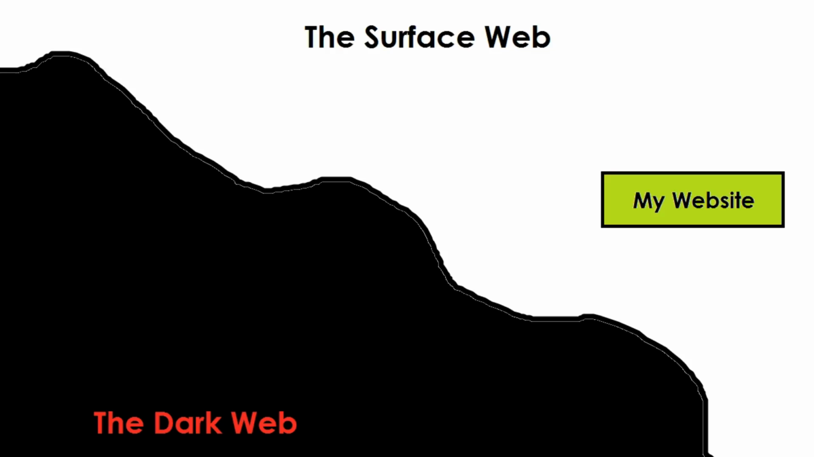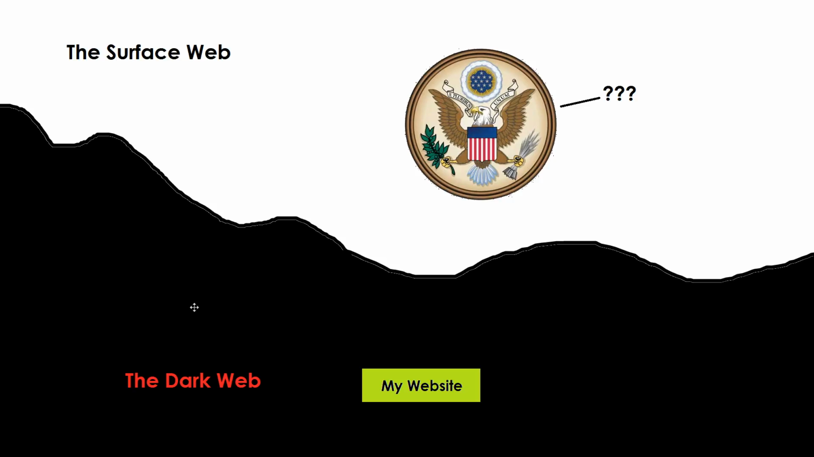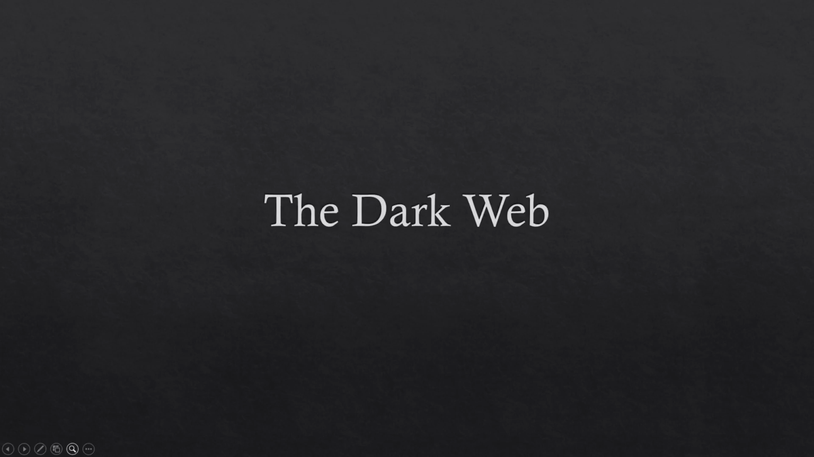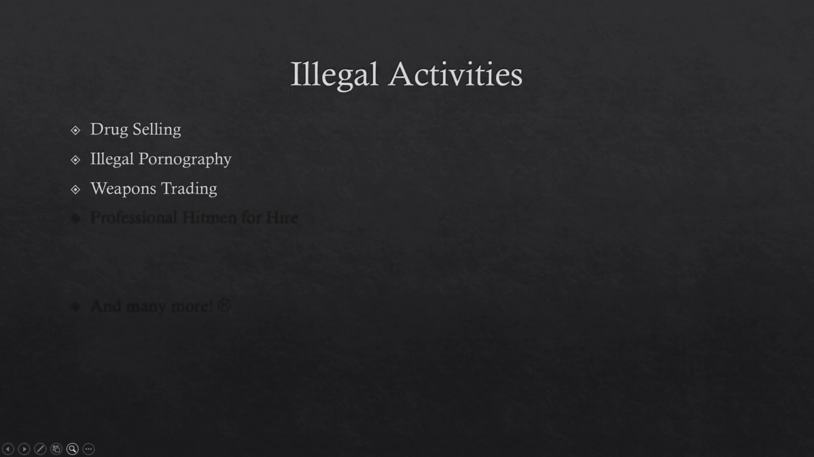There are, however, websites that force themselves into the deep web so that they can't be traced by major search engines. These websites do this so they can operate without much fear of government intervention. This terrifying corner of the Internet is known as the dark web. As you might have guessed, the dark web acts as a haven for a number of illegal activities. This includes drug selling, illegal pornography, weapons training, and even professional hitmen for hire.